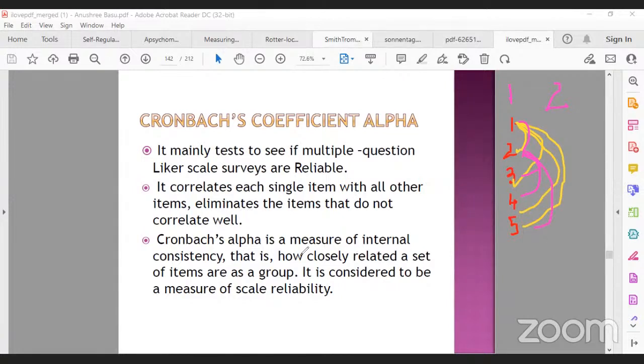So it is a measure of internal consistency, which explains how closely related a set of items are as a group. And it is considered to be a measure of scale reliability. Have you understood it? Yes, ma'am. Then how will you do it in your test?